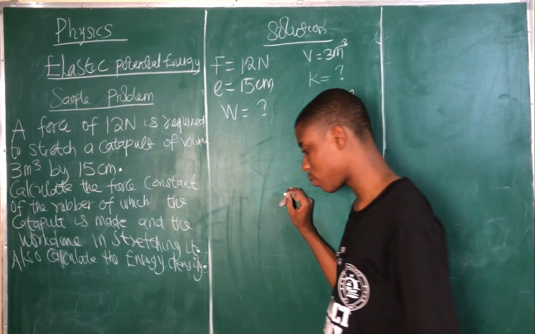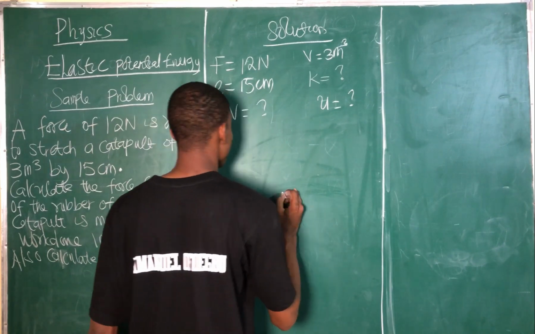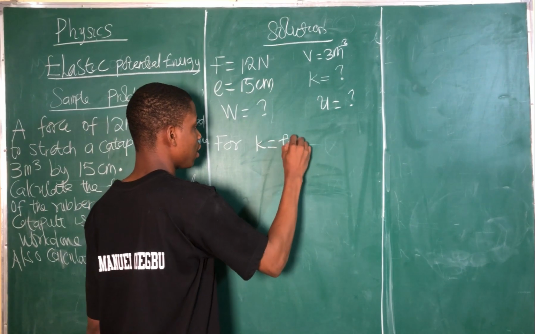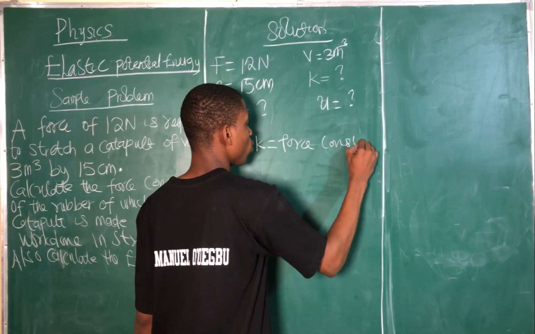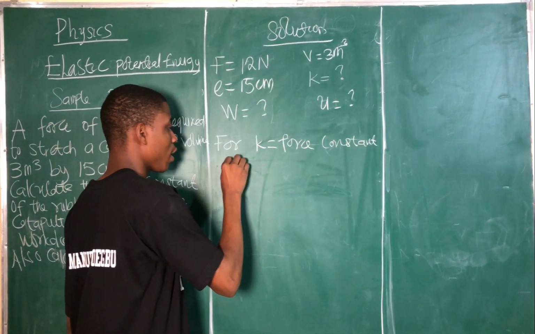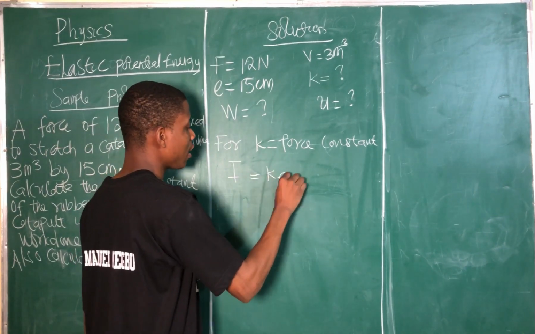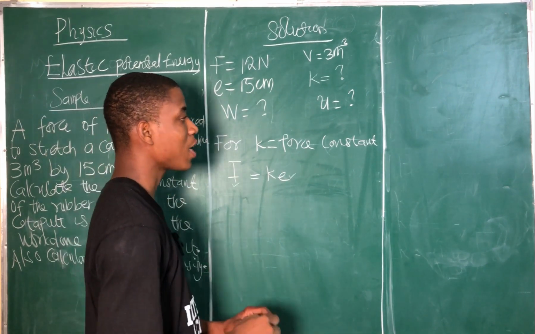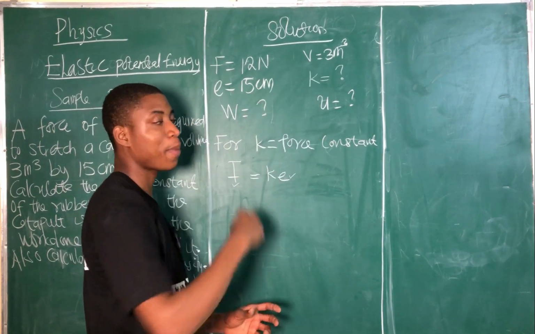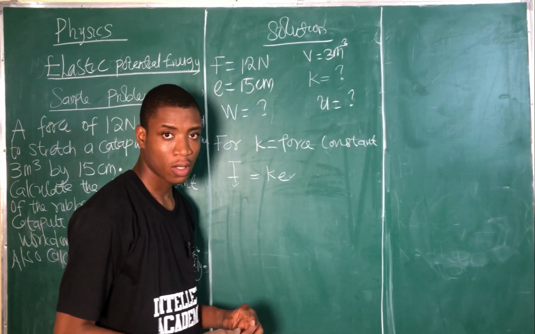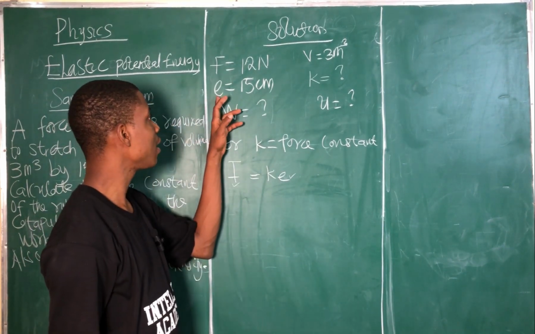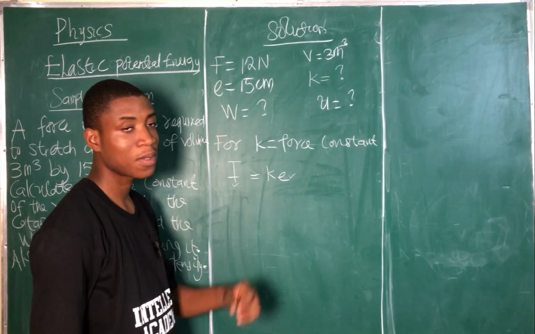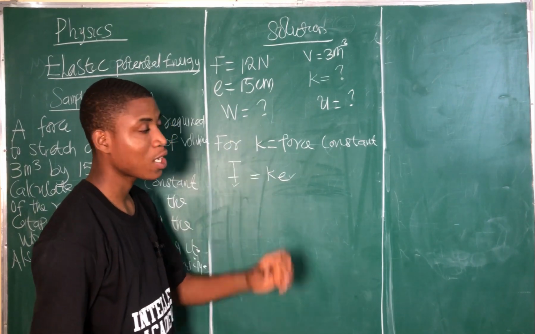Of course, the first step is to calculate what? The force constant. So for K, which is the force constant, we say that F is equal to Ke, right? And we have the value of the extension, we have the value of the force. But before we do that, look at our given parameters. Are they in the right proper units? The answer is no. Of course, we know that extension is measured in meters. So why is this in 15 centimeters? We need to convert 15 centimeters to meters.